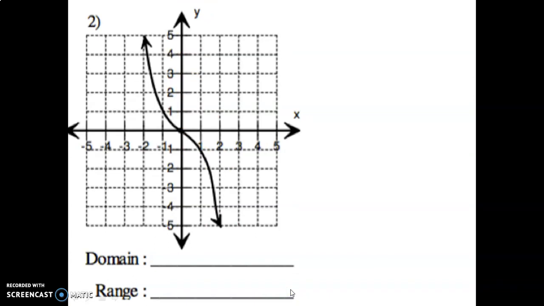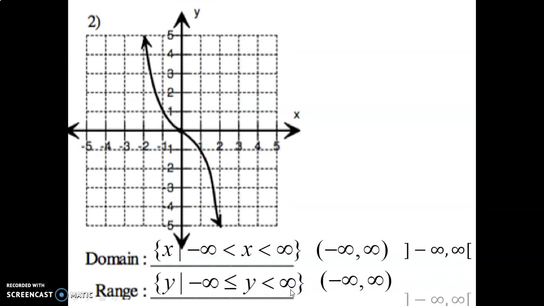Next one looks like this. Domain and range looks like this. This one goes forever this way, so it ends up covering all the x values and all the y values.